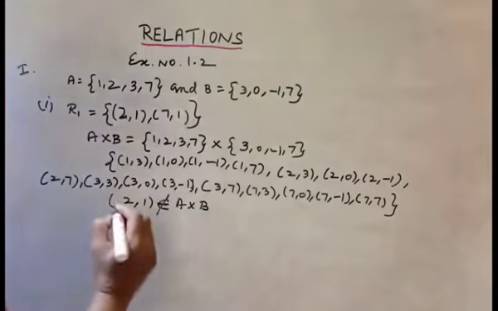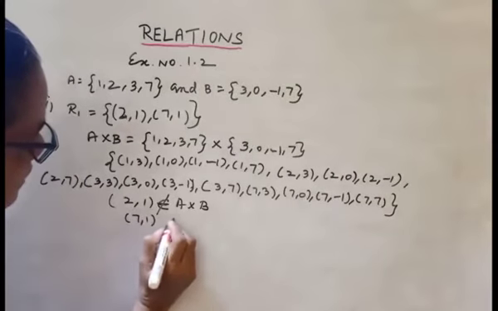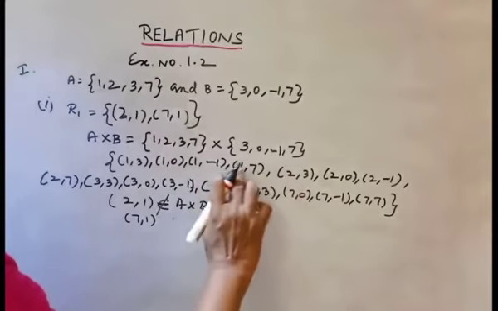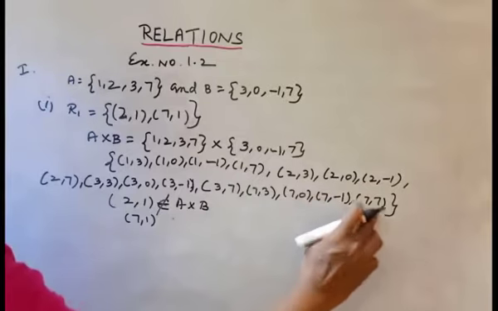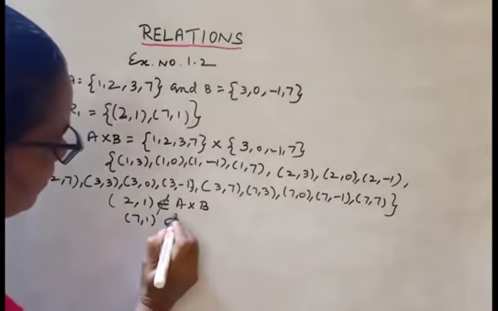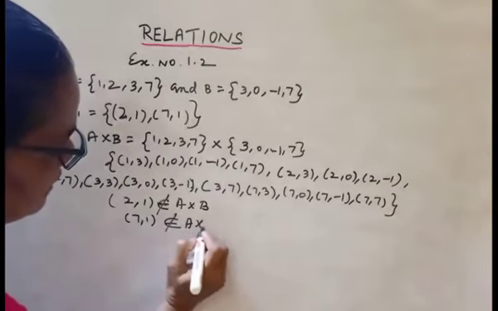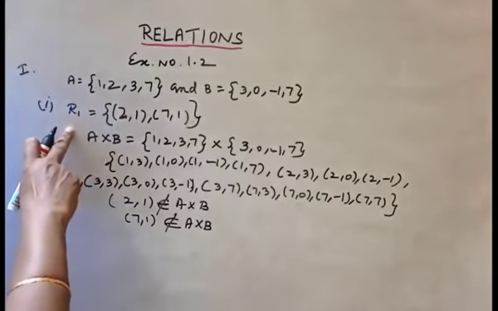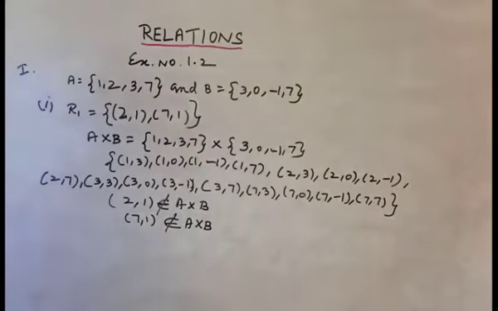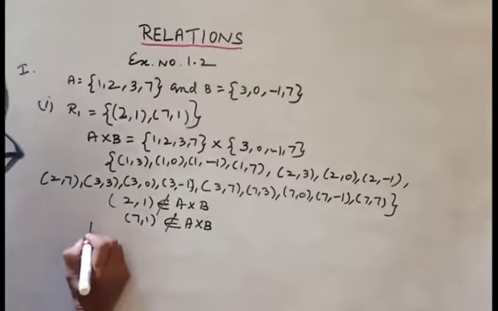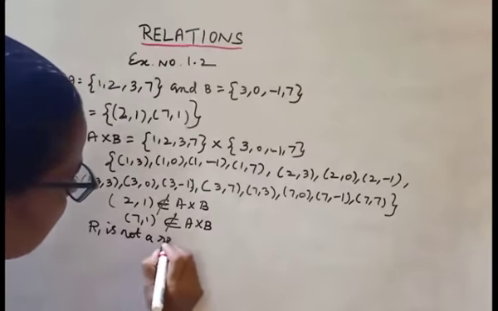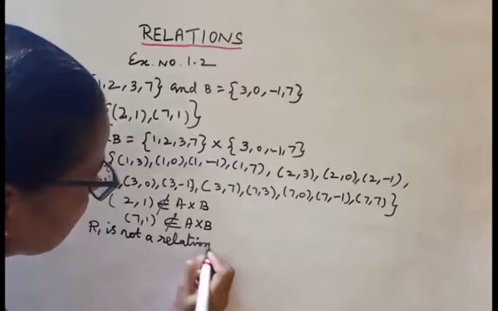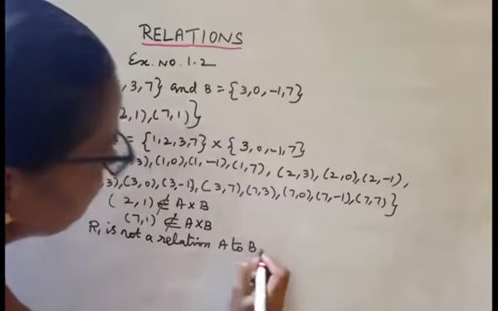Okay. Next (7, 1). You see (7, 3), (7, 0), (7, -1), (7, 7), but (7, 1) is not there. So (7, 1) does not belong to A cross B. So R1 is not a relation from A to B.